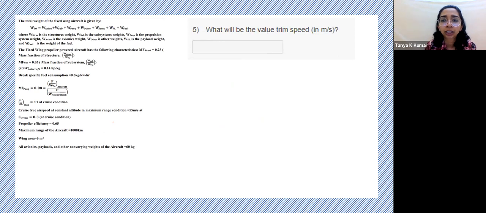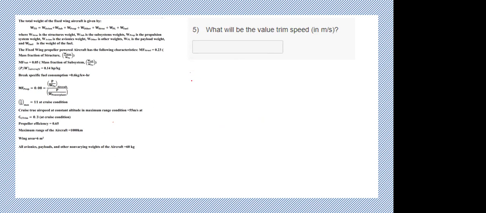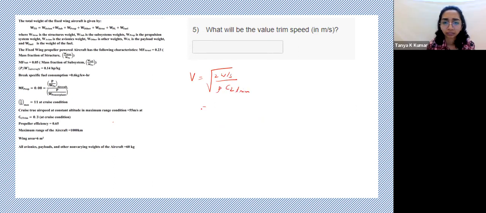What will be the value of trim speed? So again, it is very simple. How do you find out this? Simple formula: under root 2 W by S upon rho CL trim. Exactly. So just substitute the values. It's 2 into 137.81 by rho, which is 1.225. S is 6 and CL trim is 0.3. So what is this value?